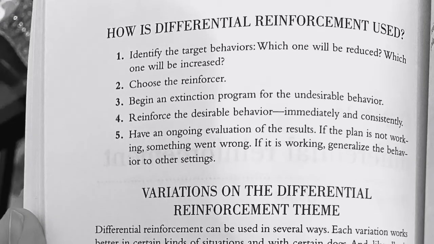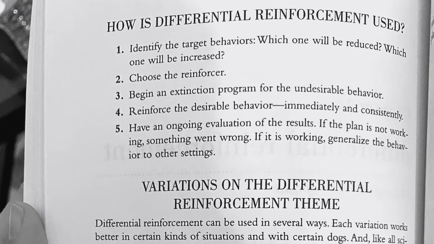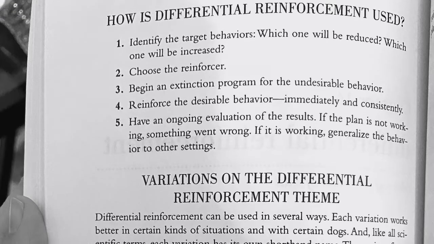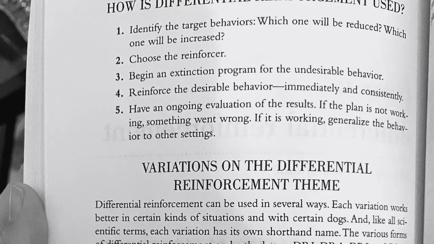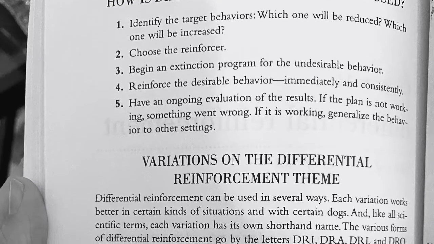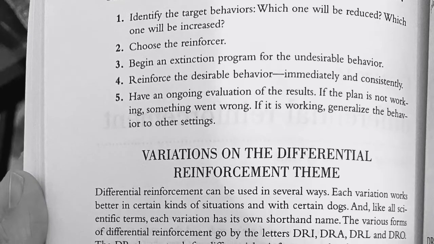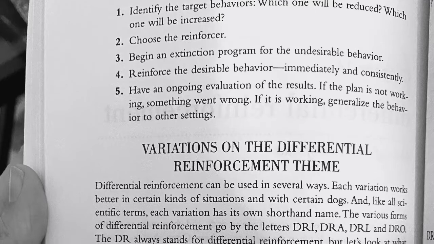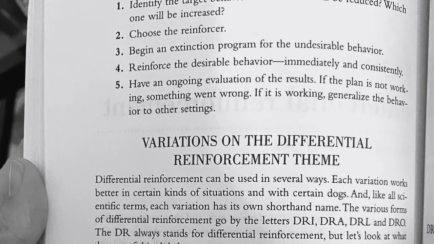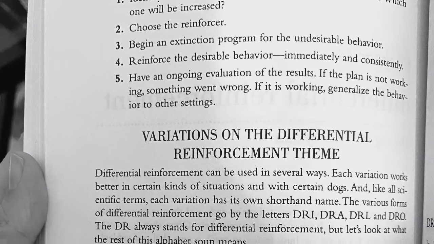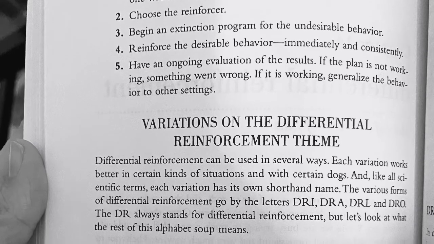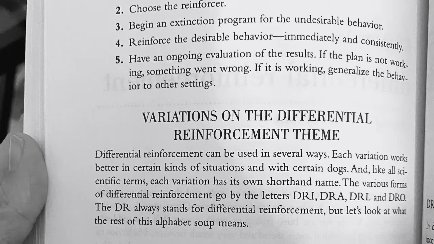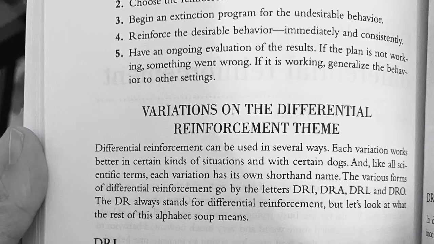How is differential reinforcement used? 1. Identify the target behaviors. Which one will be reduced? Which one will be increased? 2. Choose the reinforcer. 3. Begin an extinction program for the undesirable behavior. 4. Reinforce the desirable behavior immediately and consistently. 5. Have an ongoing evaluation of the results. If the plan is not working, something went wrong. If it is working, generalize the behavior to some other setting.